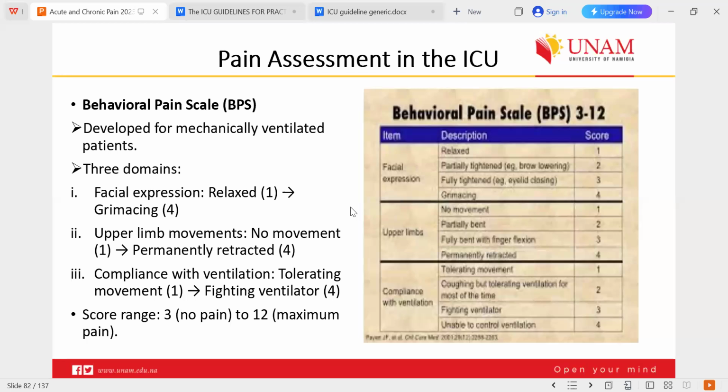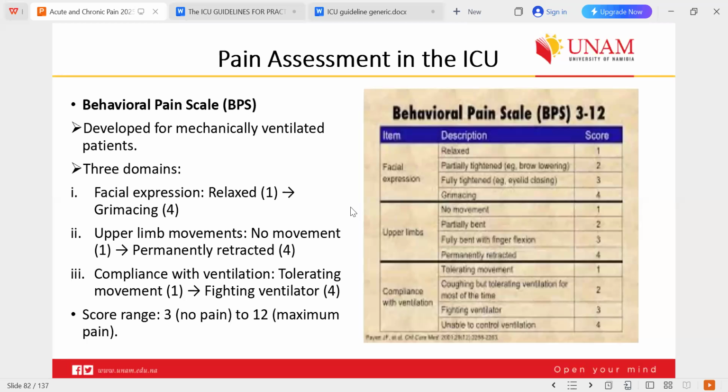Okay, so pain assessment in ICU is also very tricky, because most of the time they are sedated, they can't verbalize their pain. So different pain assessment tools have been developed specifically for use in the ICU. So we have the behavioral pain scale, which was specifically developed for mechanically ventilated patients. It has 3 domains, like you can see on the right side.